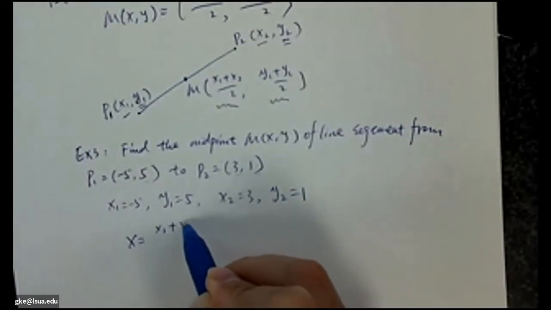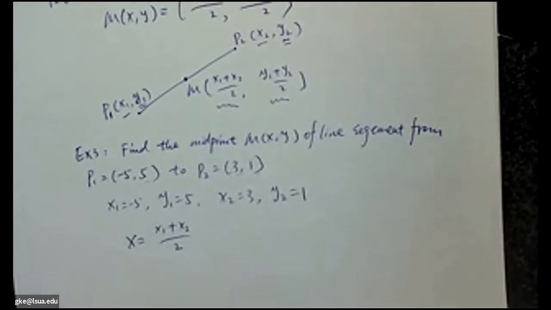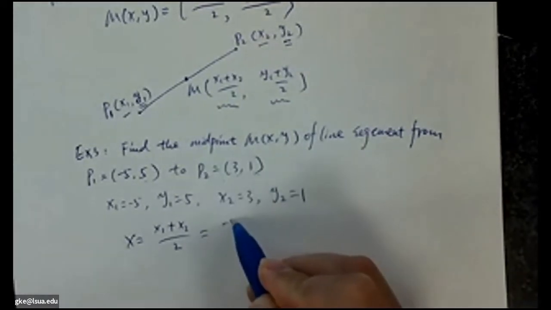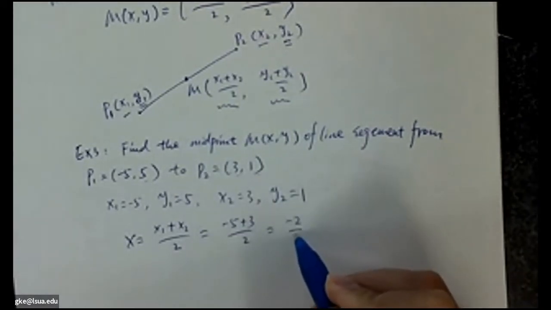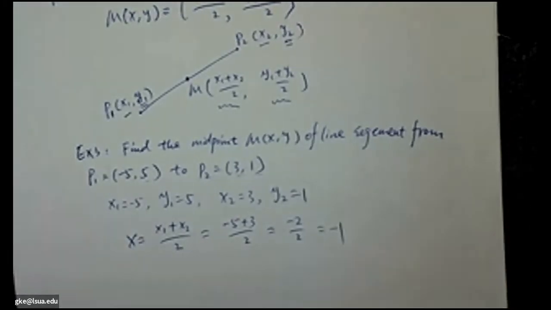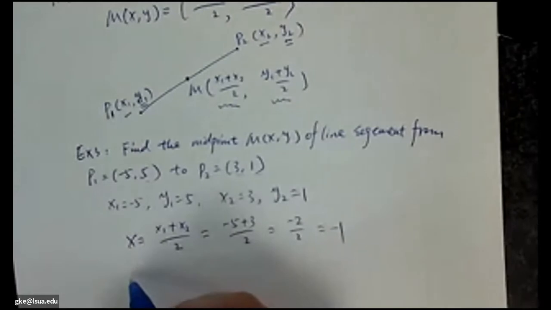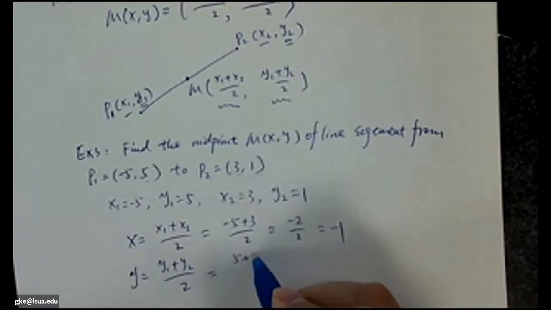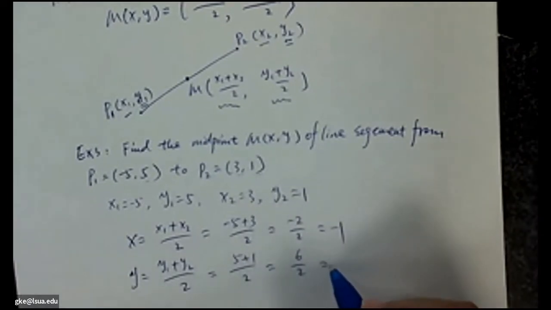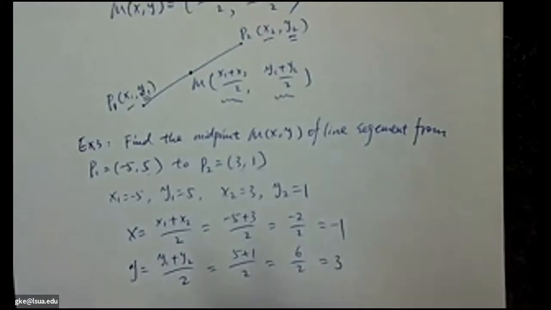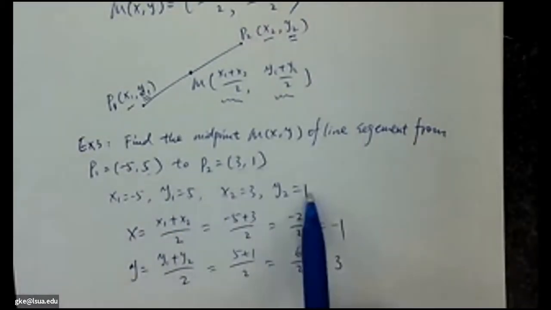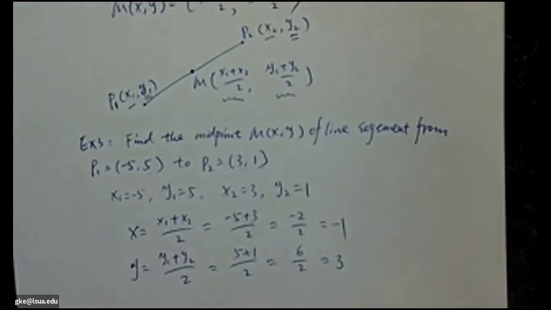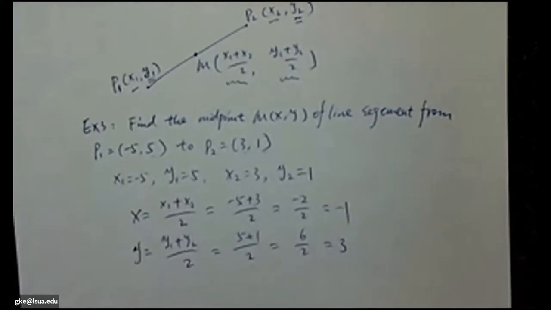The x-coordinate is going to be the average of the x-coordinates, x1 plus x2 divided by 2. And this guy boils down to -1. And the y-coordinate is going to be y1 plus y2, 5 plus 1 divided by 2, 6. So the average of the y-coordinates, 5 plus 1 divided by 2 equals 3. That's it.